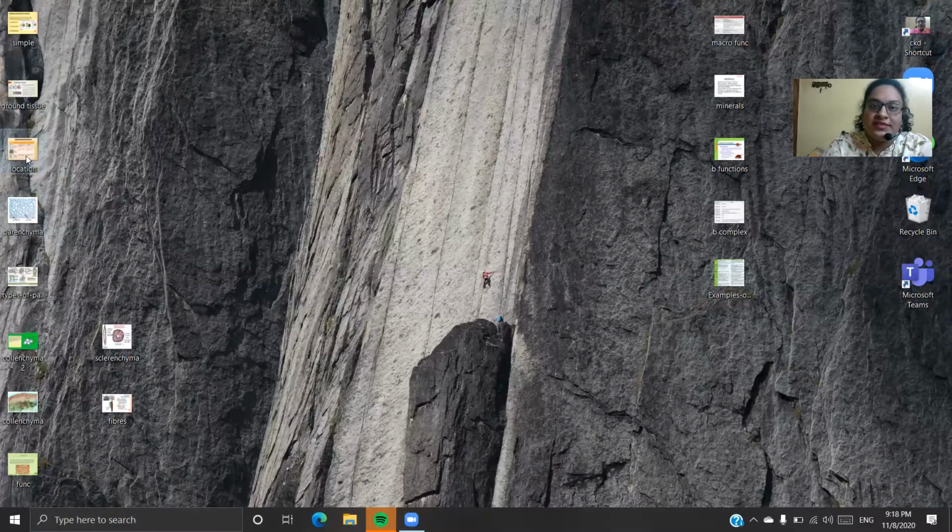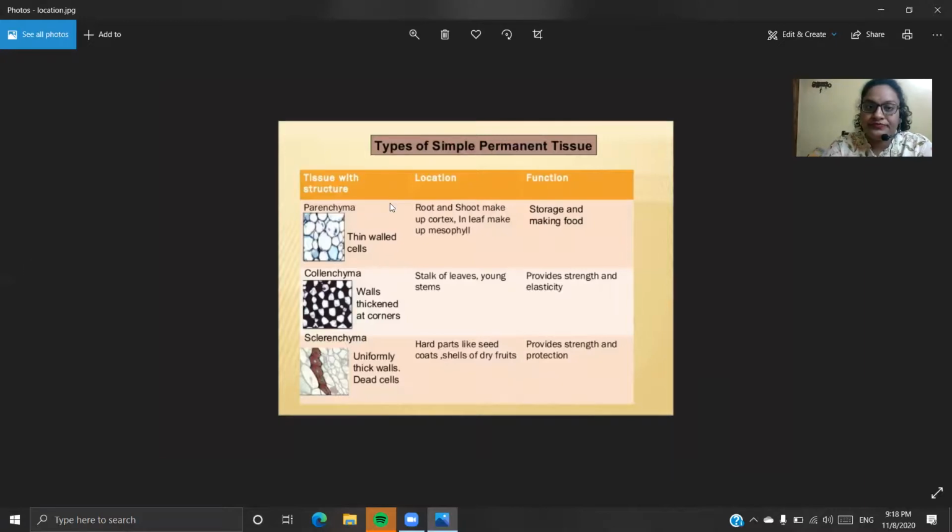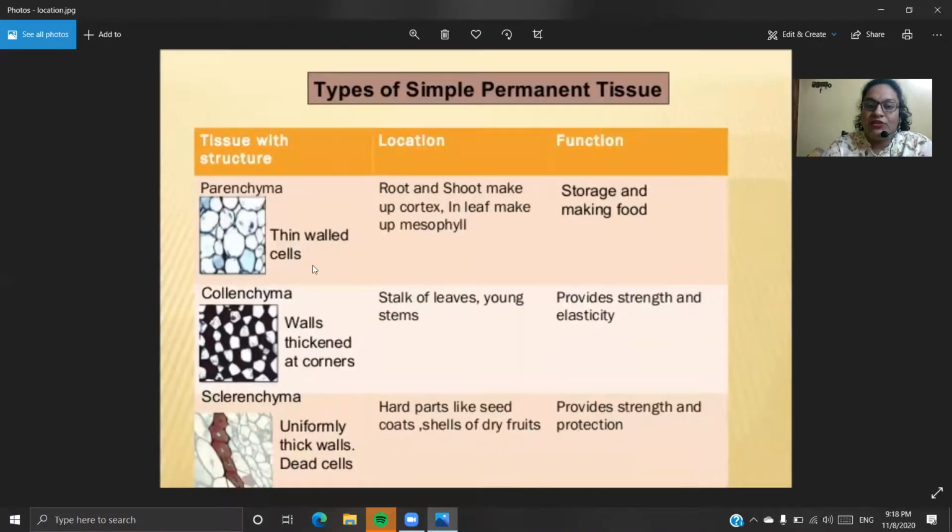But the important thing here from your examination point of view is going to be the location. So you have to remember: parenchyma and collenchyma are both living cells having thin walls, but collenchyma has a thick cell wall at the corners because of the pectin, hemicelluloses and celluloses. And you can see that the sclerenchyma also has a very thick cell wall because of the lignification, but these are dead cells. They do not have protoplasm.